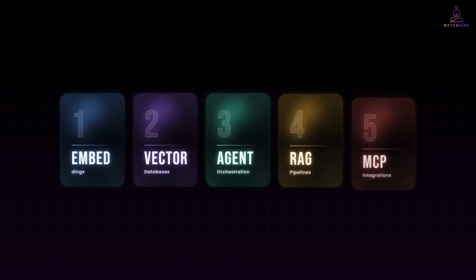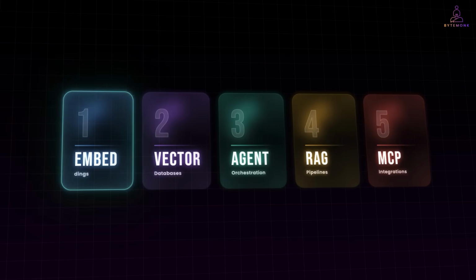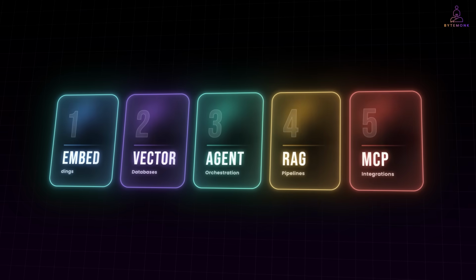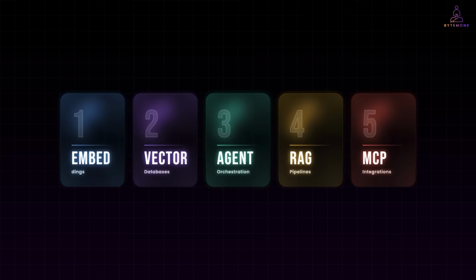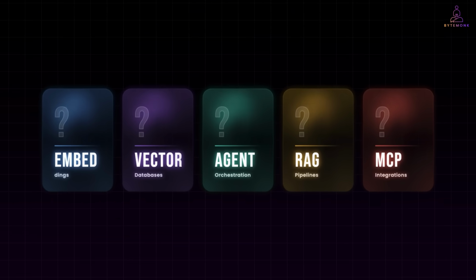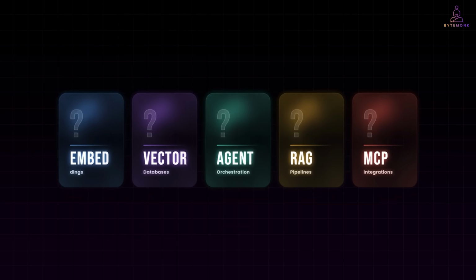So now you understand what your AI stack is made up of. Embeddings, vector databases, agent orchestration, RAG pipelines, MCP integrations. Here is the uncomfortable question. Who controls all of this? Right now, for most teams, the answer is someone else.